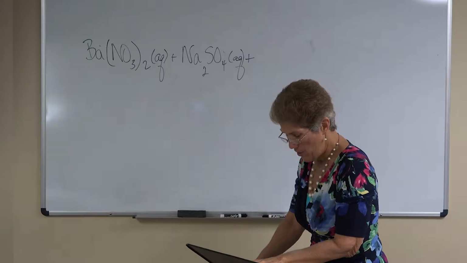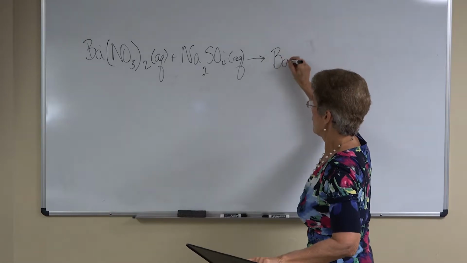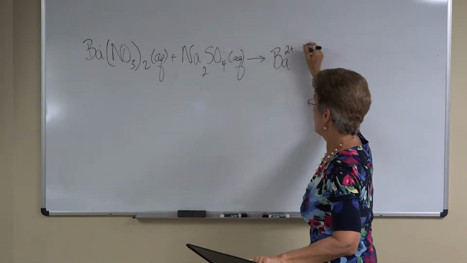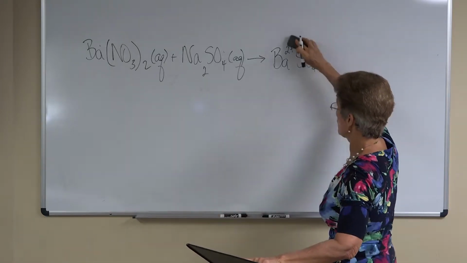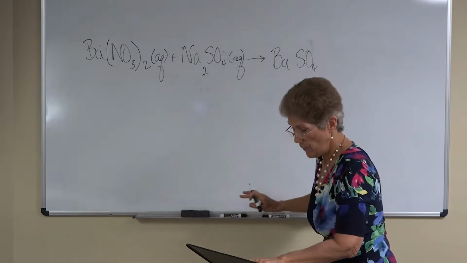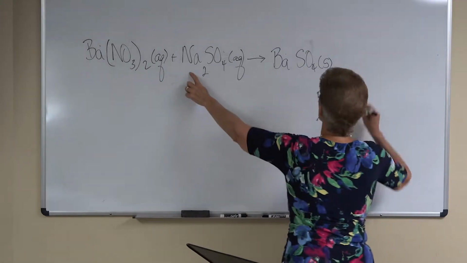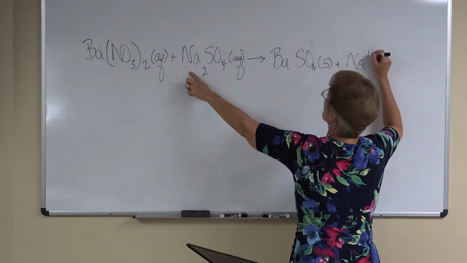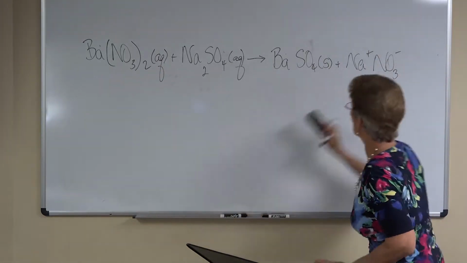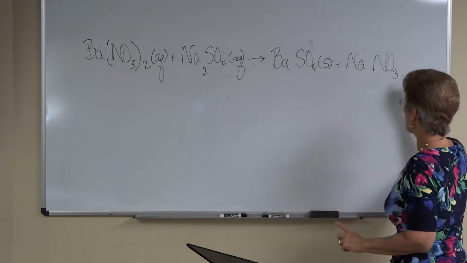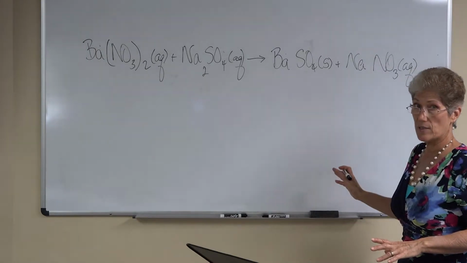And it tells us that barium sulfate is insoluble in water. So we're going to go barium, which is +2, and sulfate, which is -2, so that's a 1-to-1 relationship. So we're just going to ditch the numbers there. We're told that is a solid. And so what's left is sodium, which is a +1, and nitrate, which is a -1. So that's a 1-to-1 relationship. And we're not told that's a precipitate or a solid, so we're going to assume that that is aqueous.